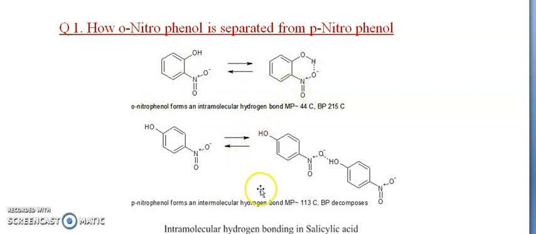तो इस वजह से जो ऑर्थोनाइट्रोफिनॉल है इसका मेल्टिंग पॉइंट 44 डिग्री सेल्सियस है, जबकि पैरानाइट्रोफिनॉल का मेल्टिंग पॉइंट 113 डिग्री सेल्सियस है. तो इनके मेल्टिंग और बॉइलिंग पॉइंट में बहुत डिफरेंस है. ऑर्थोनाइट्रोफिनॉल 44 डिग्री सेल्सियस पे ही मेल्ट कर जाएगा, जबकि पैरानाइट्रोफिनॉल 113 पे मेल्ट करेगा. तो इसको इजीली हम 45 डिग्री सेल्सियस पे हीट करके मेल्ट करके सेपरेट कर सकते हैं. तो इसीलिए दोनों के मेल्टिंग पॉइंट में बहुत ज़्यादा डिफरेंस होने के कारण हम इनको इजीली सेपरेट कर सकते हैं.